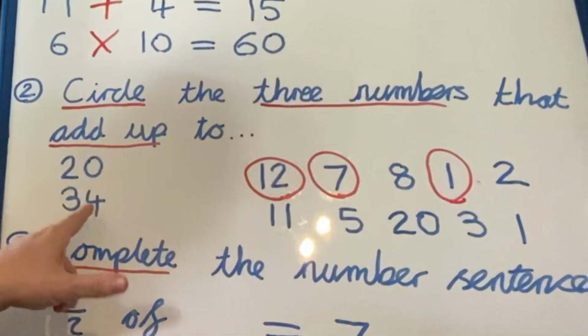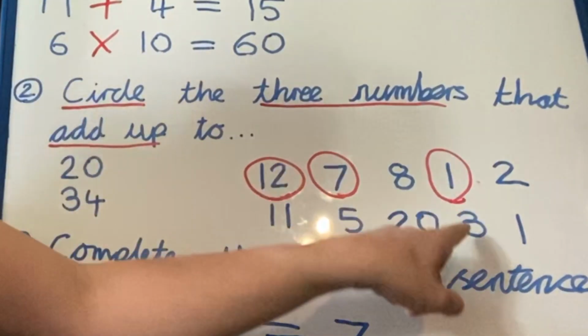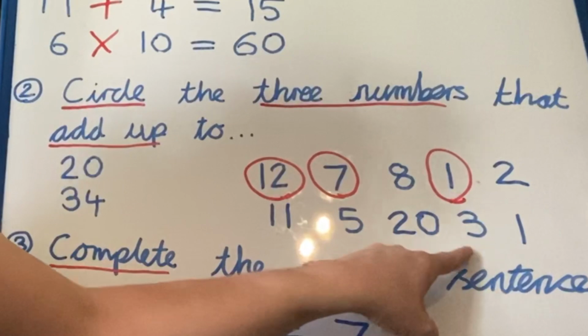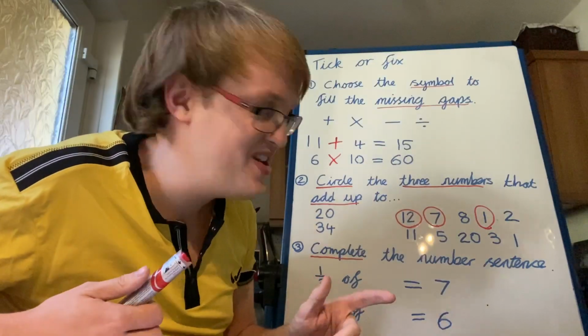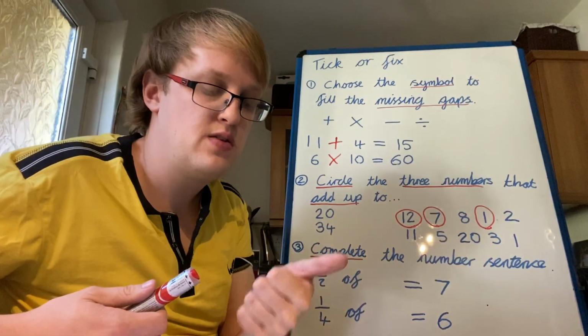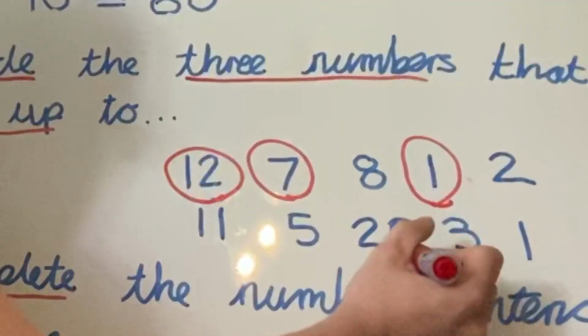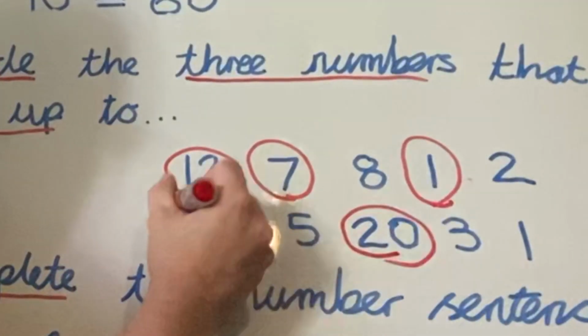And now let's get to 34. These two, 34 add 3. Oh, sorry, 31 add 3 should equal 34. 32, 33, 34. I think that should be right. Let's circle it.